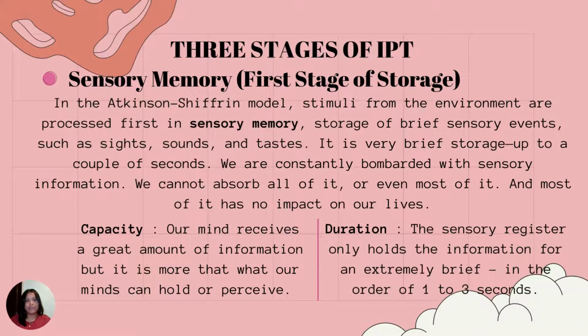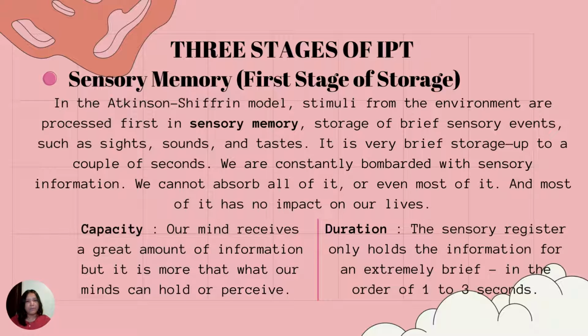Three stages of information processing theory. First, sensory memory, or first stage of storage. In the Atkinson-Shiffrin model, stimuli from the environment are processed first in the sensory memory. Storage in the brief sensory event such as sight, sound, and taste. It is very brief storage, up to a couple of seconds.